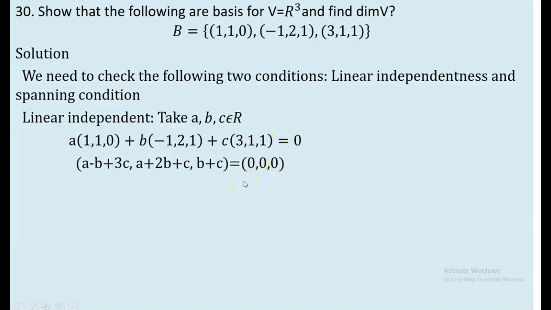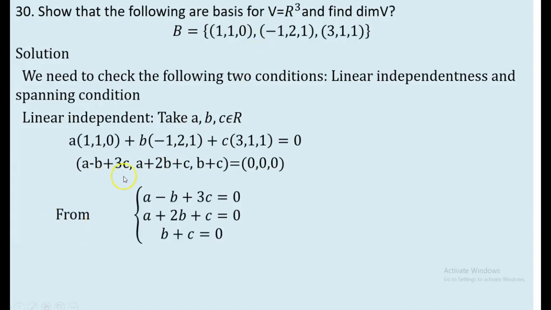So if the only condition for this to happen is when all three of them, a, b, and c, are 0, then we can call this collection linearly independent. But if there is a possibility where you can have at least one non-zero value among a, b, c, this collection is linearly dependent, okay? That is the idea. Now let's equate, okay?